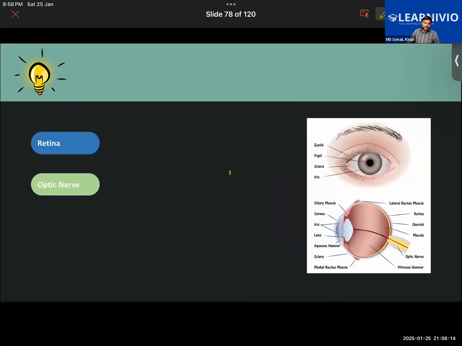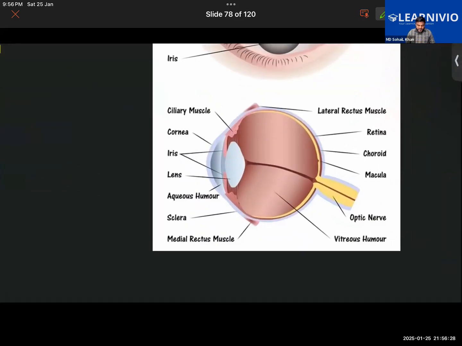Then talking about the optic nerve. The main function of the optic nerve is to carry the visual information from the retina to the brain, right? Now, at the junction of the retina and the optic nerve, the rod and the cone cells are absent. So what do we call this spot? Blind spot. That is the blind spot, right?